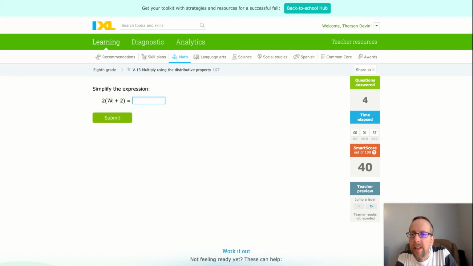I'm going to distribute in the 2. 2 times 7 is 14k, plus 2 times 2 is 4. I'm going to distribute in the -2 the other direction. -2 times -2 is 4v. 5 times -2 would be a -10.